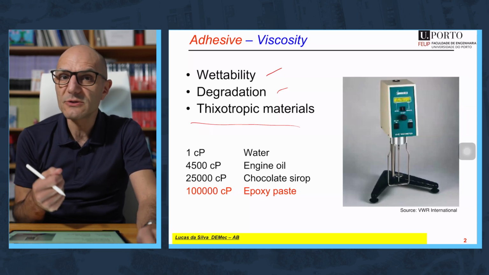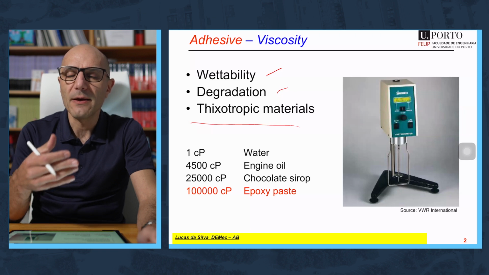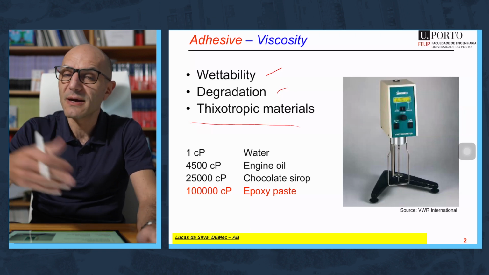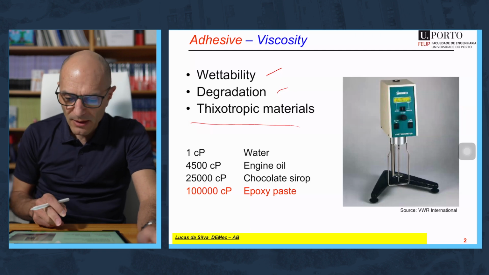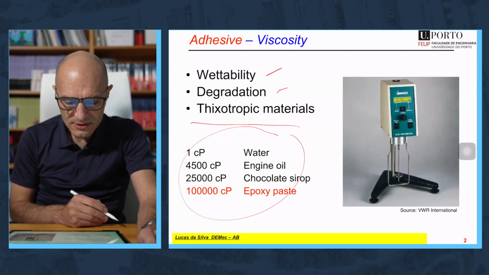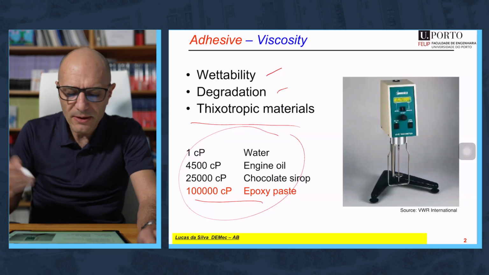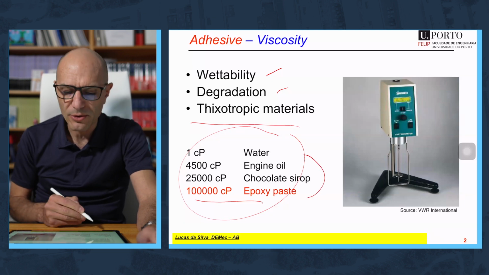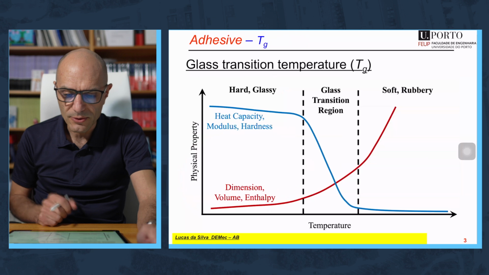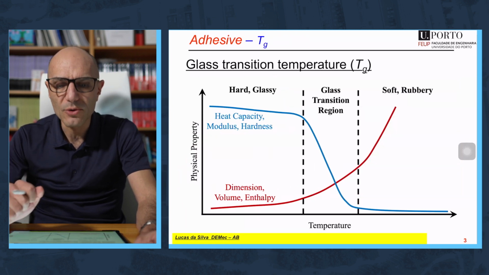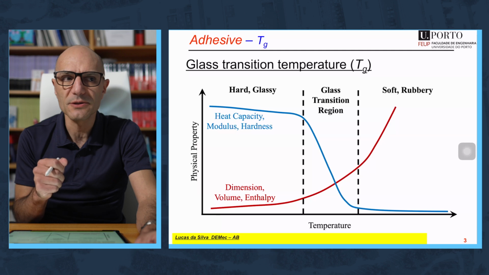So very, very useful for paste adhesives that need to fill gaps, sometimes up to 10 millimeters. You have here some viscosity values, and you have an epoxy, a typical epoxy paste, and how it compares with other materials that you know. Another property that is generally controlled is the TG, the glass transition temperature.